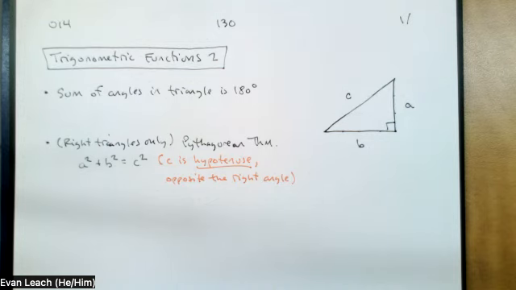Opposite means if we're standing in an angle, we've got our hands on the walls that make up that angle. The side of the triangle that we are looking at is the side opposite that angle.